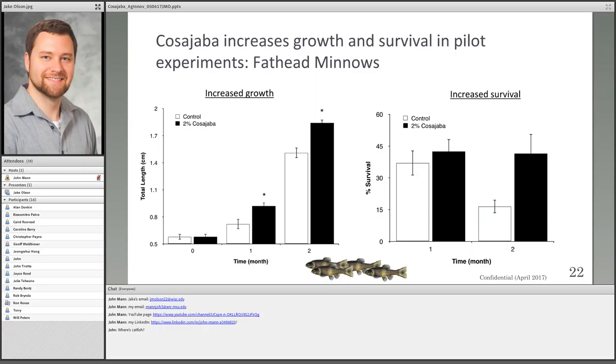The other thing we noticed was we actually assessed the long-term survival of the minnows, and while it wasn't really the initial intent of our studies, we noticed that those fed Cosajaba actually had substantially increased survival over the controls. And in general, the survival was a little poor for this study because we were messing around with the dietary regimen a little bit.